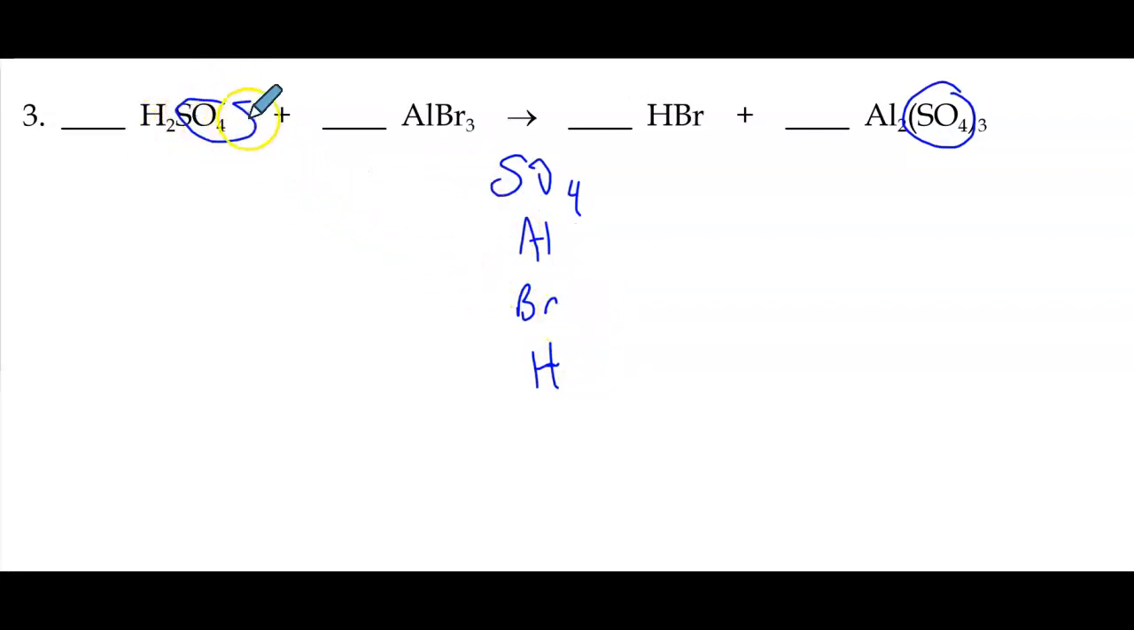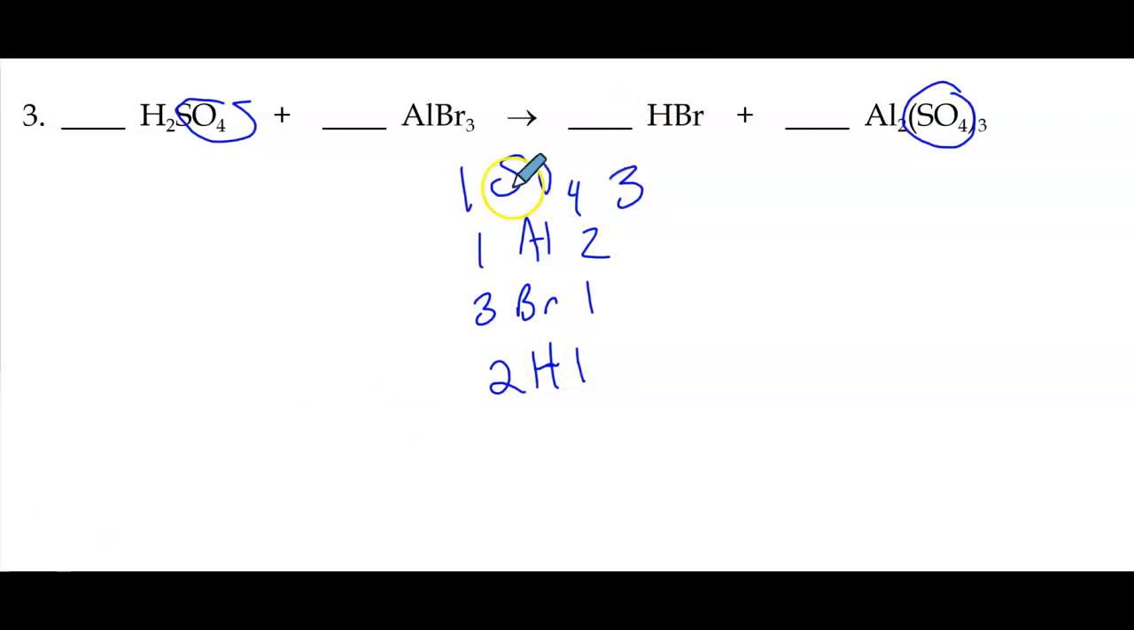Okay, over here, SO4, there's no parentheses, so I have 1. On this side, SO4, there's 3 because of the parentheses. The parentheses say I have 3 of what's inside the parentheses. I have 1 aluminum on this side. I have 2 aluminums on the right, 3 bromines and 1 bromine, 2 hydrogen and 1 hydrogen.